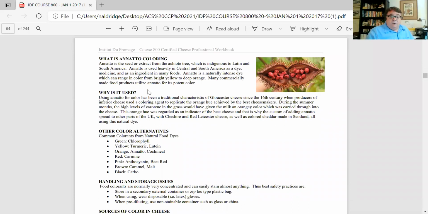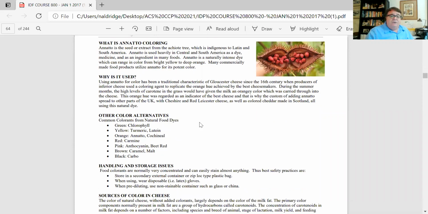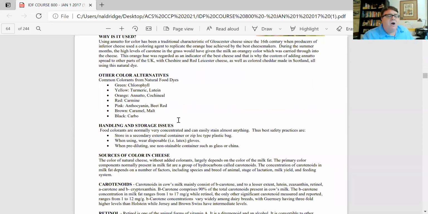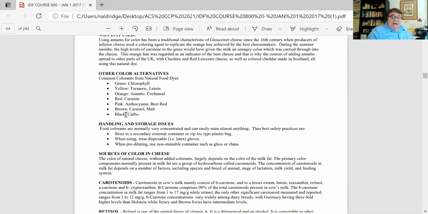All righty. So here's just more information about annatto. Now, it's got other color alternatives. I don't remember getting asked much about the others, because more often than not, the biggest coloring agent you're going to see in cheese is annatto. So I wouldn't spend as much time on all of the other added colors.